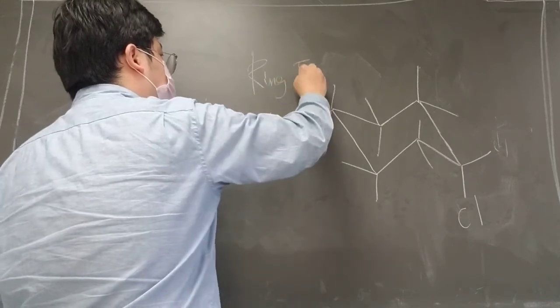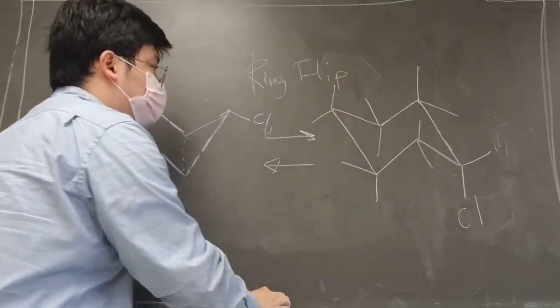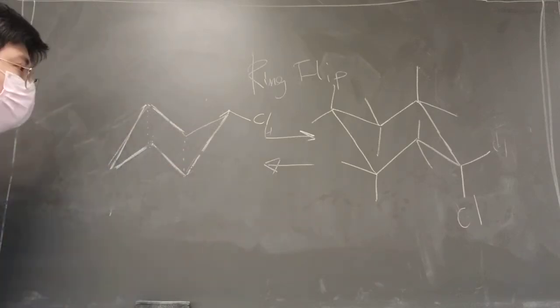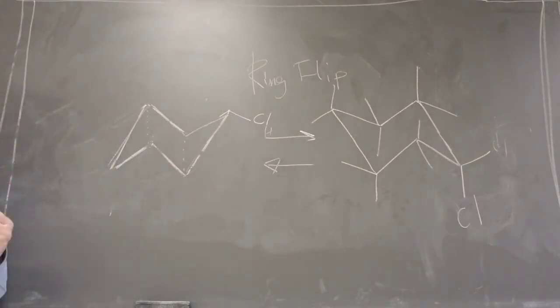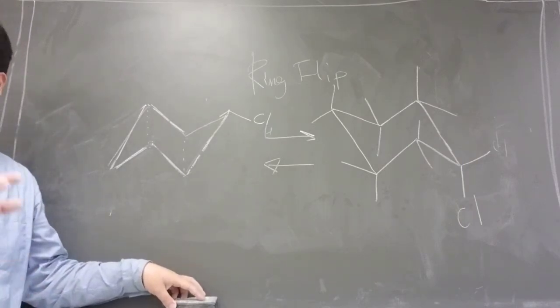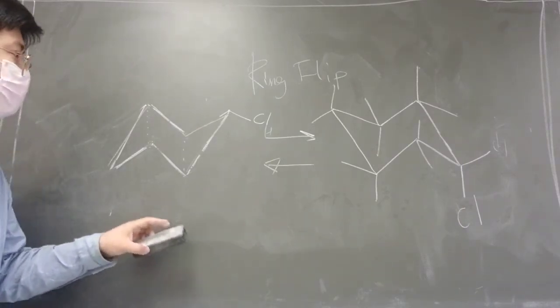ring flip. Okay, so you're just flipping the other way, so you can have this type of chair conformation change, a conformational change. Okay, can I move on? Okay, so I'll move on.